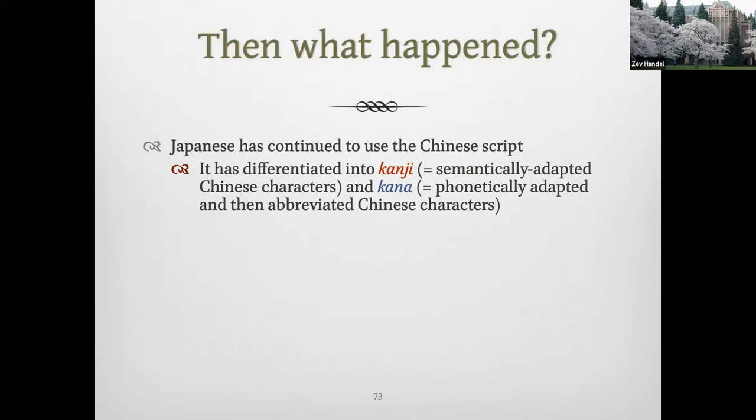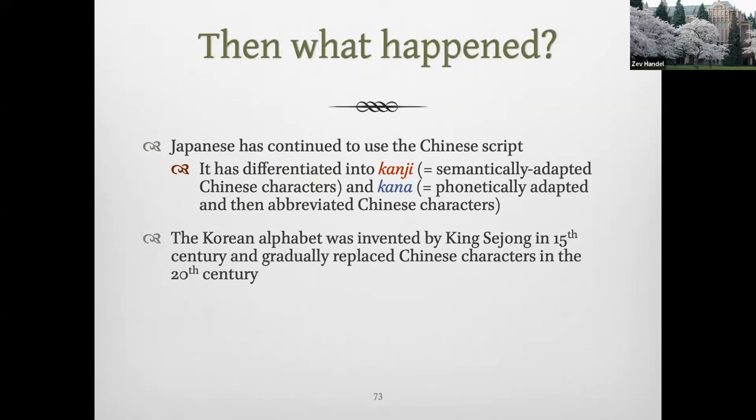Okay, then what? Now we fast forward through many hundreds of years of history. Japanese still uses Chinese script to write Japanese language today, but it's diverged for disambiguation. The full form characters are called kanji. The abbreviated characters are called hiragana and katakana.